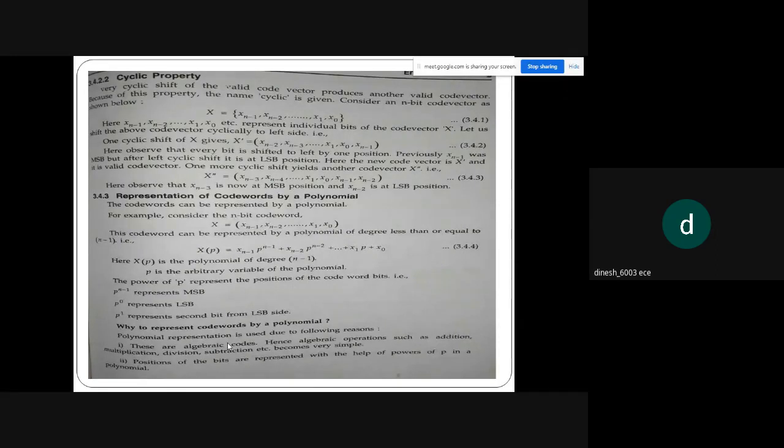For example, if the bit is present in the 0th place, p power 0. If it is in the 1st place, p power 1. 2nd place, p power 2. 3rd place, p power 3. 4th place, p power 4. 5th place, p power 5, and so on. So the representation can be done with the help of powers of p in a polynomial, such that polynomial addition, multiplication, division, subtraction becomes very simple and easier. We have done an example of this polynomial in our introduction class to unit 3, I think. So kindly refer to that.